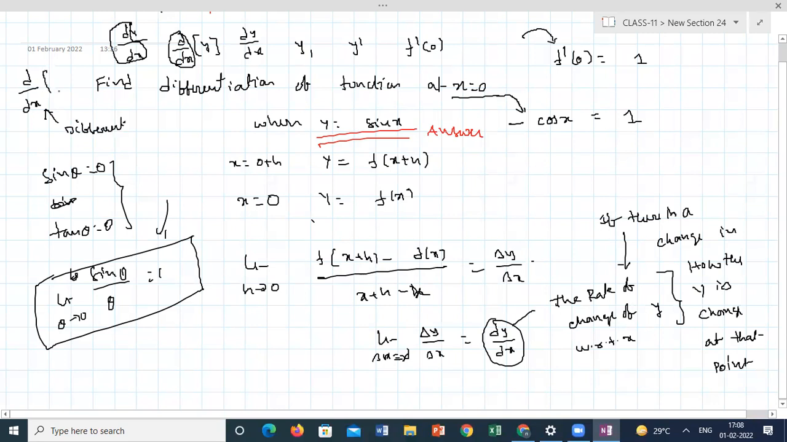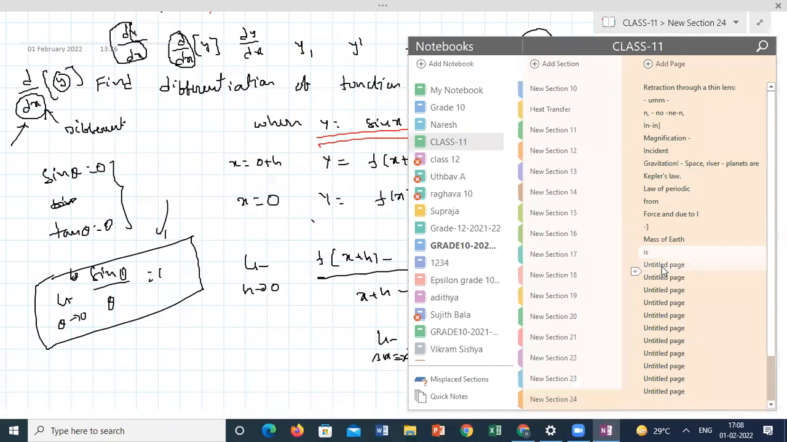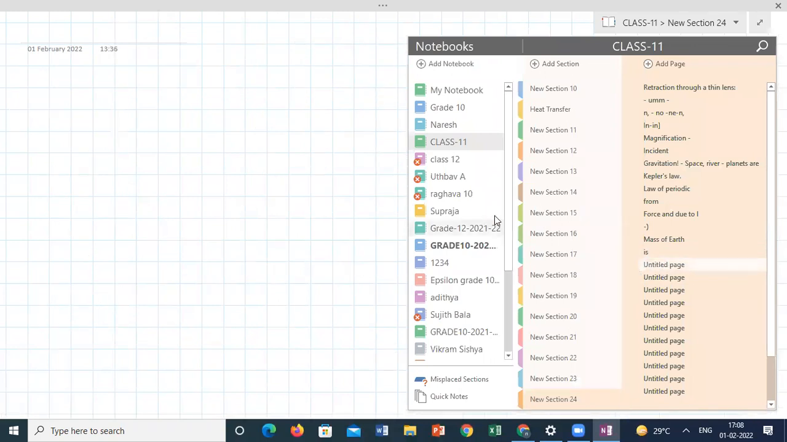It is the differentiation of one function. If there is a change in x, even though very, very small, infinitesimally small, then what is the change in y? That is the meaning of differentiation. Now, we will see the graphical representation of this.